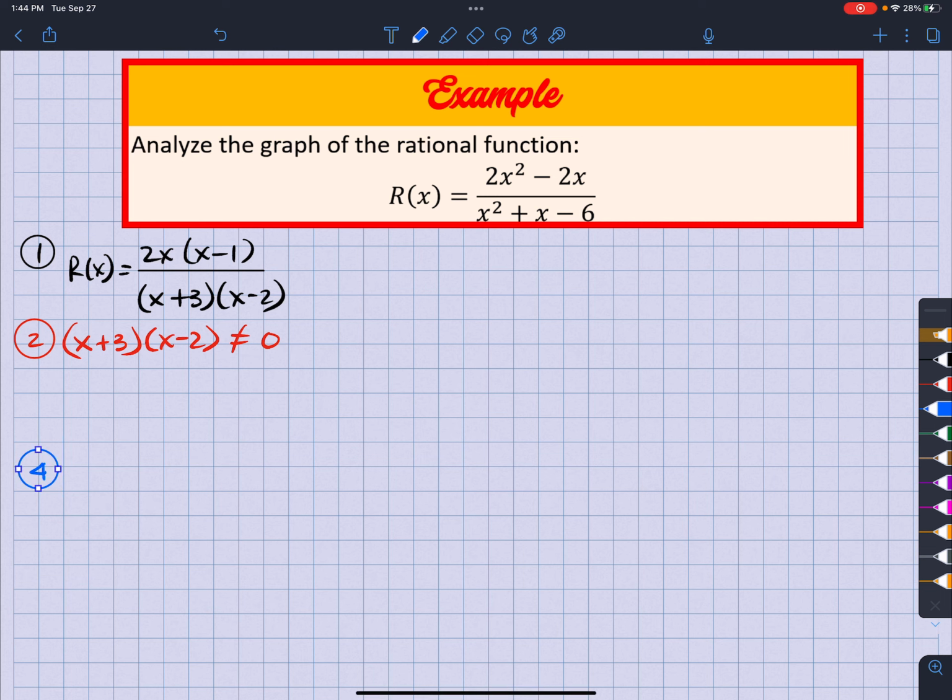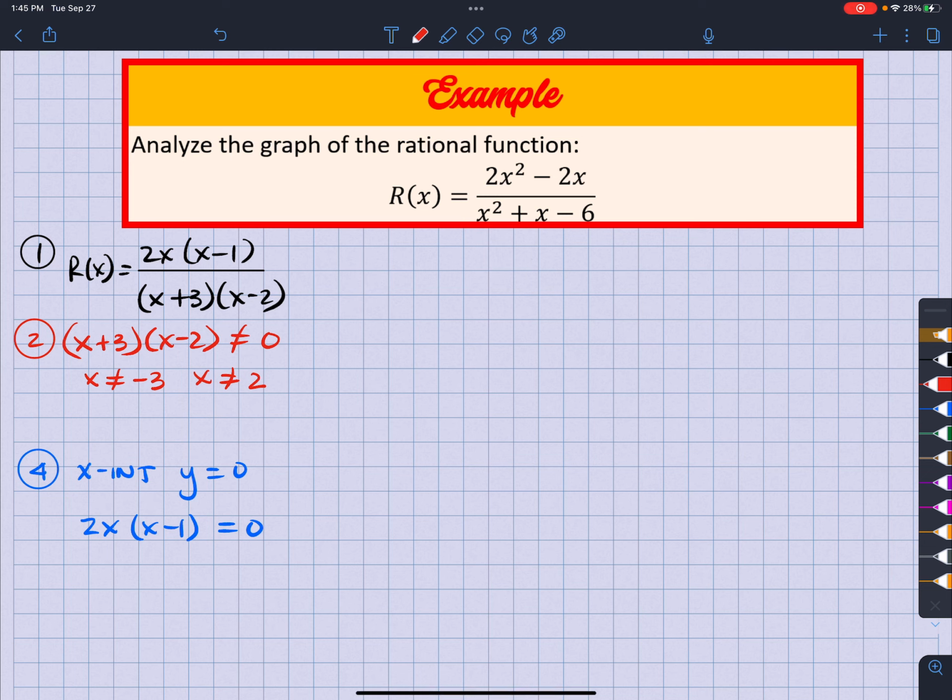To find the x-intercept, I know that y is equal to 0, right? So look at this. This is going to be 2x times x minus 1 equal to 0. So look at the difference here, guys. This one here, I took the denominator and said cannot equal 0. This one, I took the numerator and set it equal to 0. Okay? Essentially, I'm saying both of them equal 0 at some point, right? So this is saying that x cannot be negative 3 and x cannot be 2.